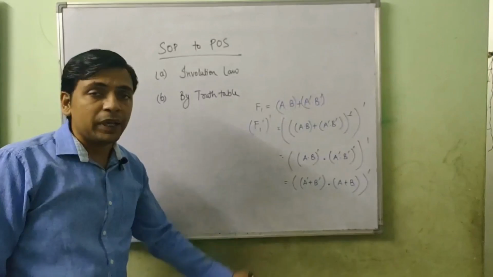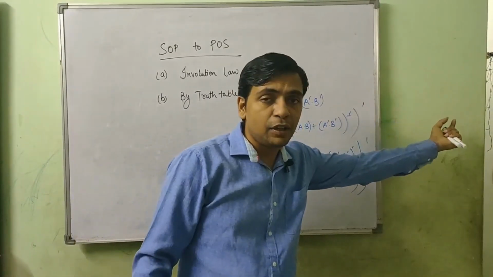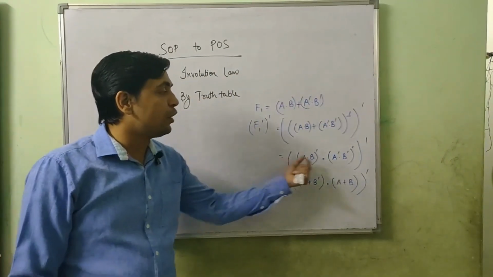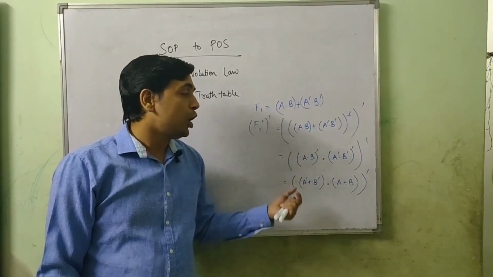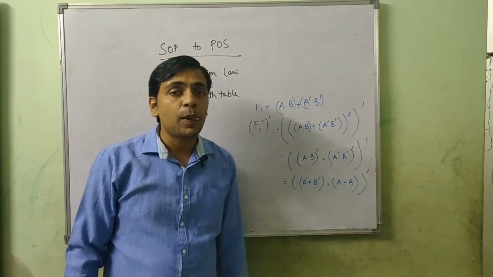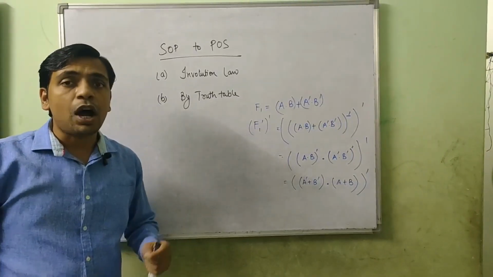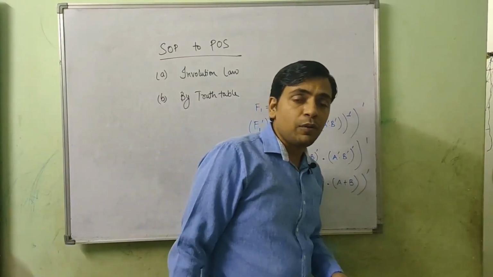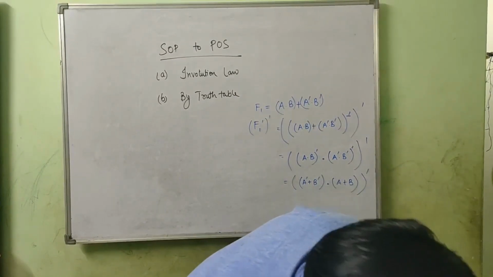Of course, whenever you are doing it, you have to mention in front of it in brackets, like here, by involution law. Similarly, when you are applying it inside and applying De Morgan's law, you have to write that. The next one is by truth table. If an SOP expression is given to you and you have to convert it into a POS by a truth table, how are you going to do that?